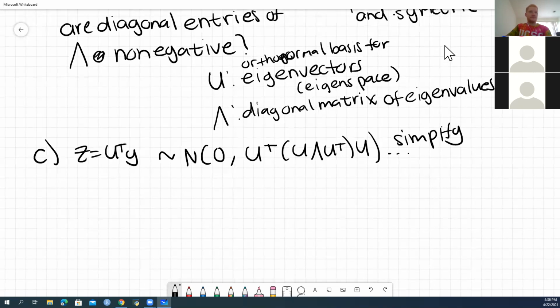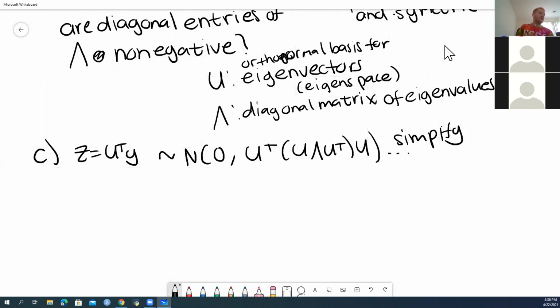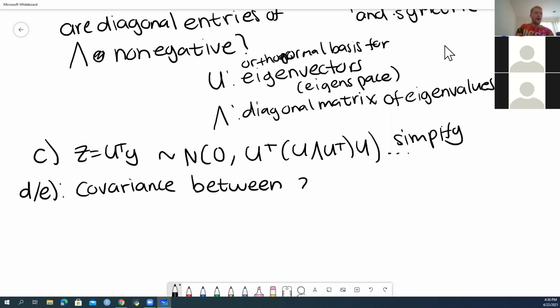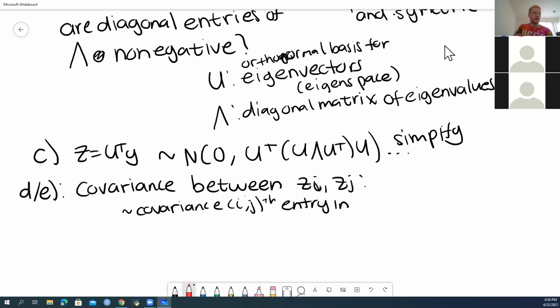And then D and E have to do with the covariances. So D and E are saying the covariances between Zi and Zj. So for this, you need to remember that the covariance is going to be the ijth entry in this matrix, call it star.